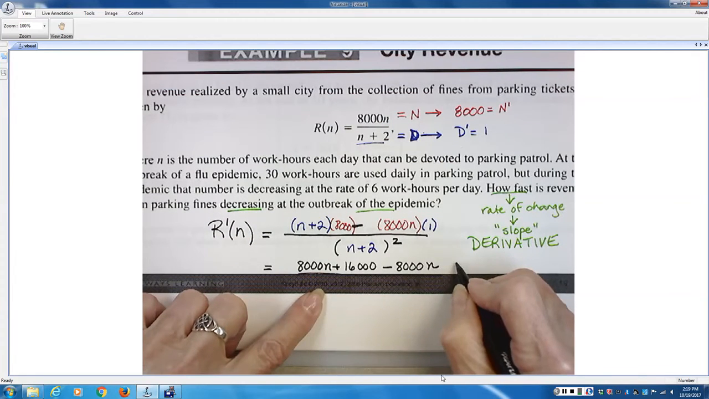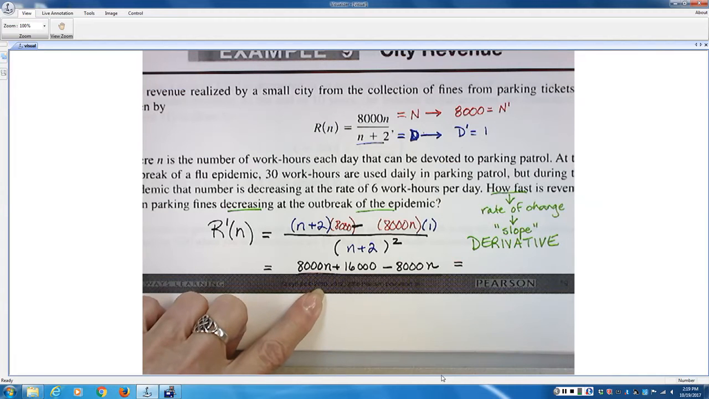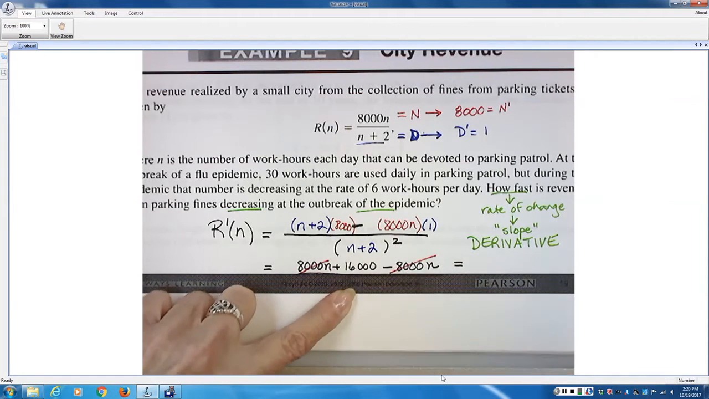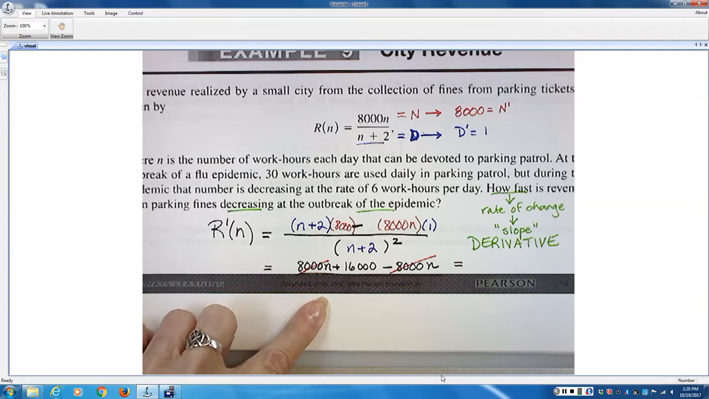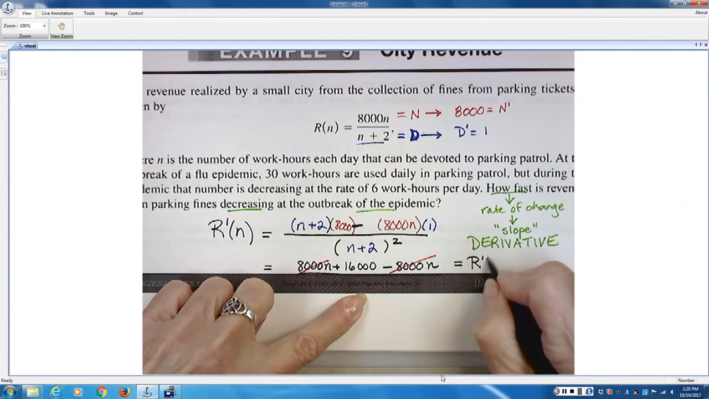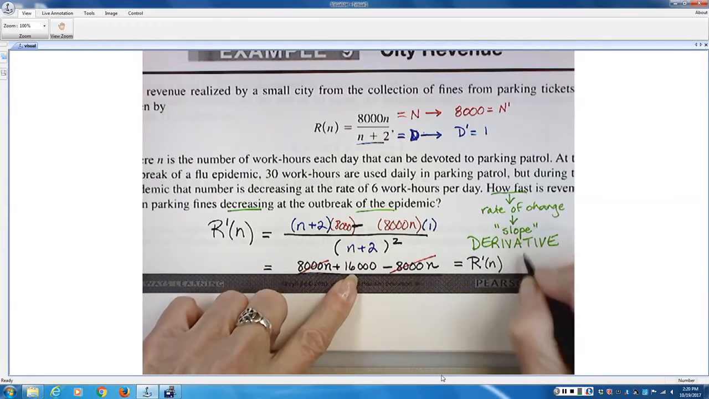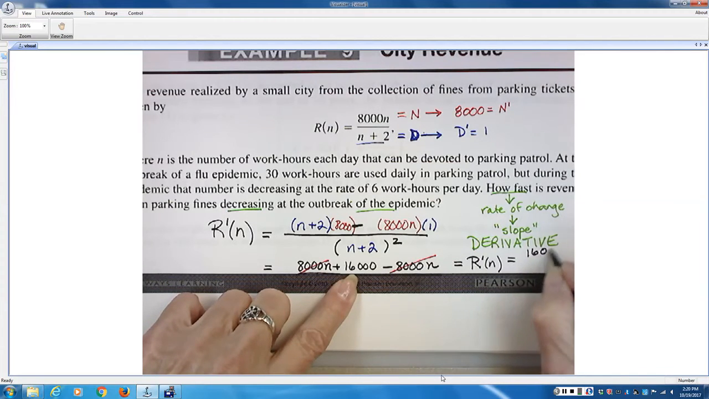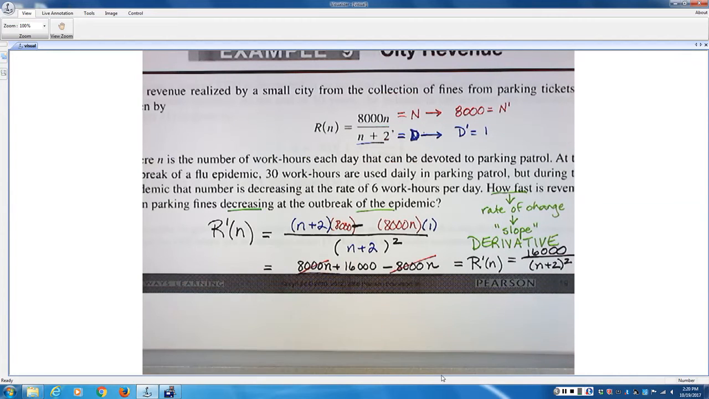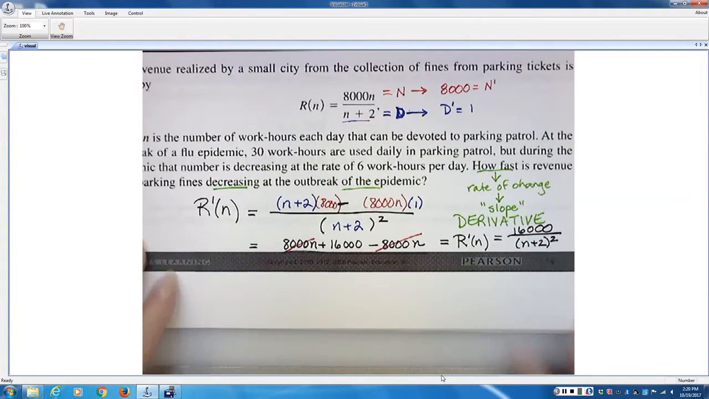But we can see that it might actually be a little bit neater even than that, because we have 8,000n minus 8,000n, which is going to disappear. And when that disappears, then what we have for our r prime is just simply 16,000, big difference that extra 0 makes, over n plus 2 squared. So there's your derivative. Okay?